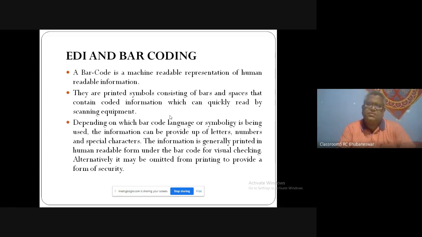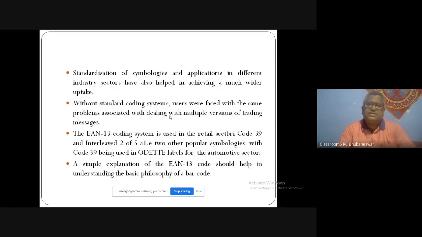It is a machine-readable, printed symbol consisting of bars. Bars represent numbers, and the barcode reflects a language also, and it can reduce human error. Through this, it is called standardization also. But the question is, there are different types of barcodes.